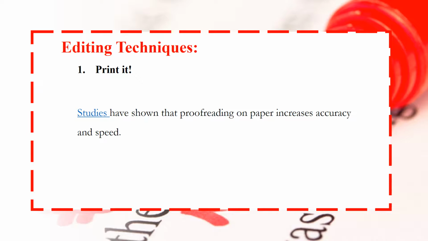Number one, print it out. Studies have shown that proofreading on paper increases your accuracy and speed. I've tested this in some of my classes actually, and they almost always find more mistakes when they print out their paper than when they're looking on the computer.